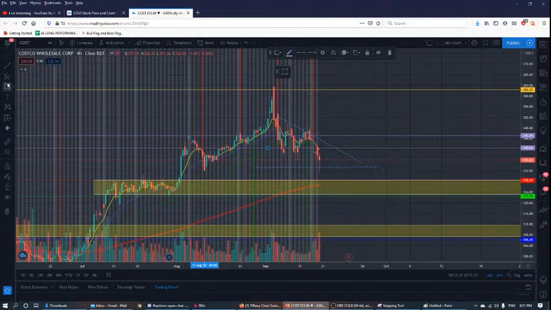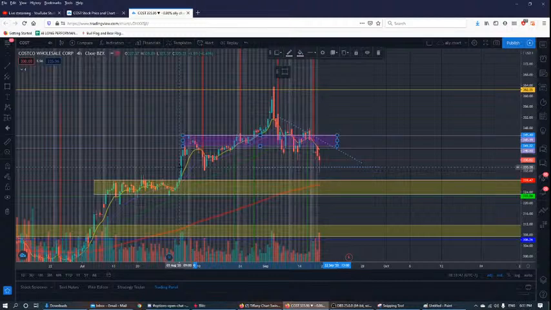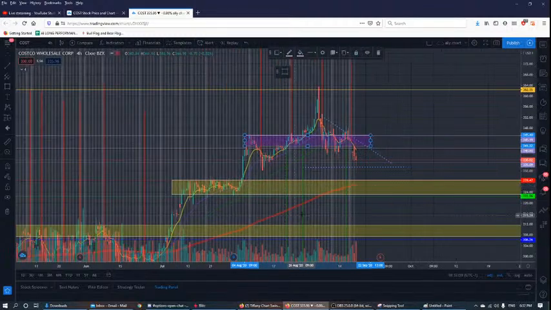So purple zone, this is a resistance. This is the supply zone, basically. Where we kind of tapped right here, we tapped this area, but look, this is a bigger, stronger support that we're looking into buying.